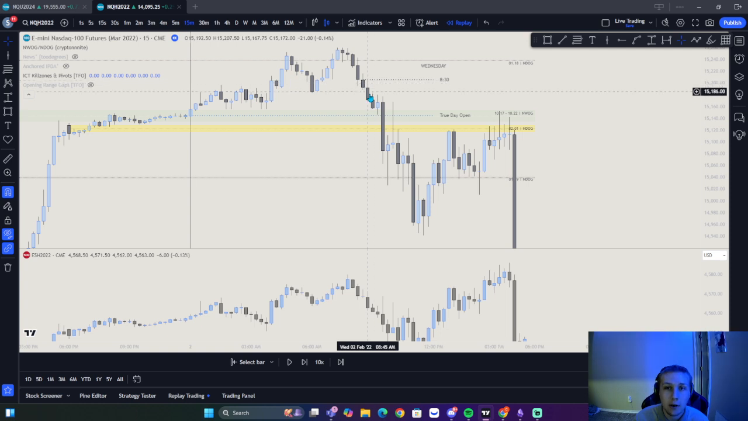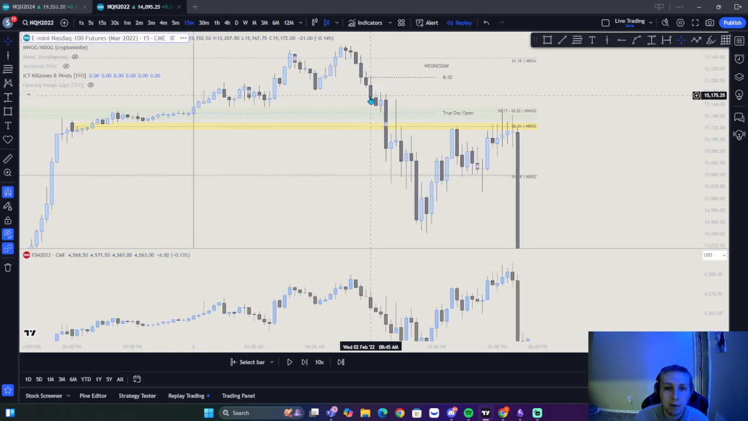Notice what we have here, 8:30 opening price. We're failing to manipulate above that. So the fact that we're failing to manipulate above an 8:30 price, and then we're breaking down at 9:30, we have displacement. Boom. Deep retracement here.